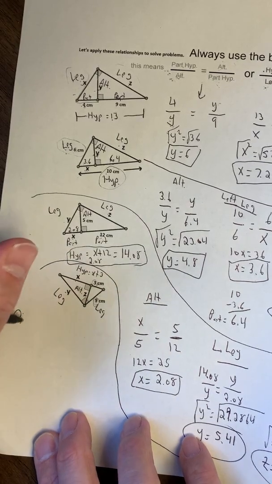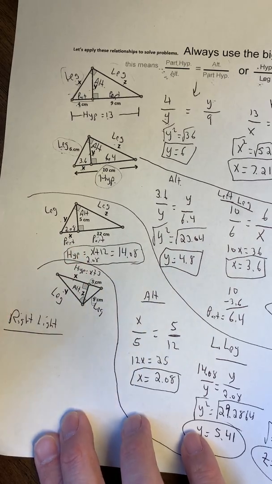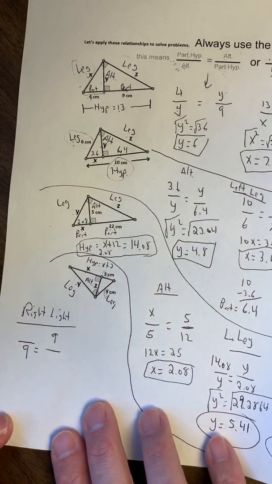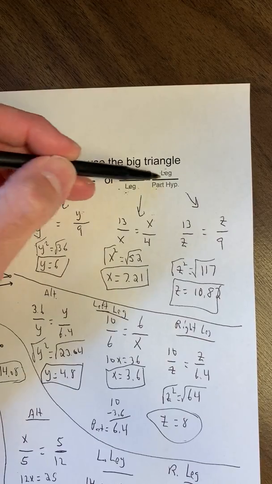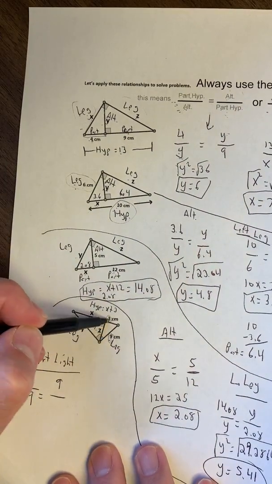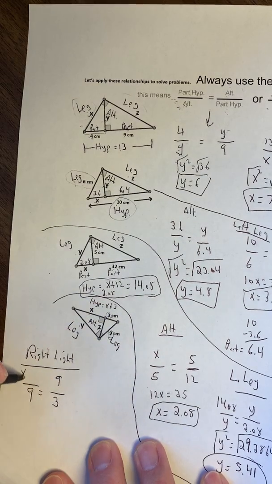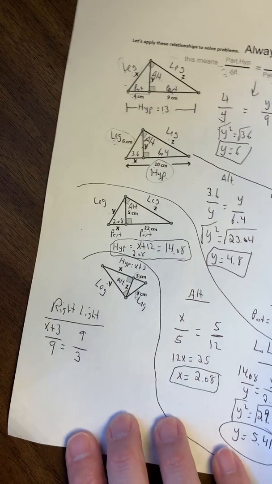Let's do the right leg. The right leg, 9 and 9. Those are my geometric means, right? If you get stuck, always go back. Use this, leg and leg. You need the entire hypotenuse here and the part. What's the part that's connected to 9? 3 goes on the bottom. What's the entire hypotenuse? It's X plus 3. And you guys just got to go through, cross multiply, and solve that.